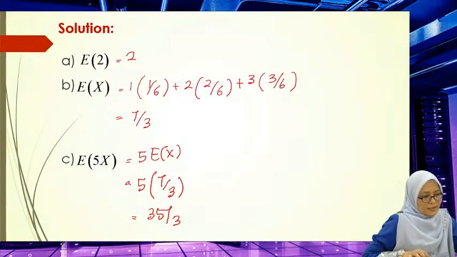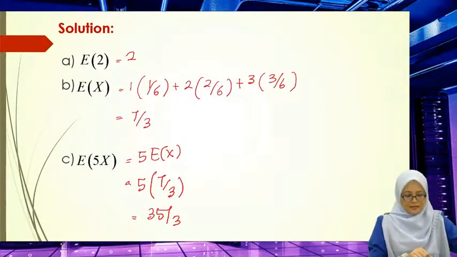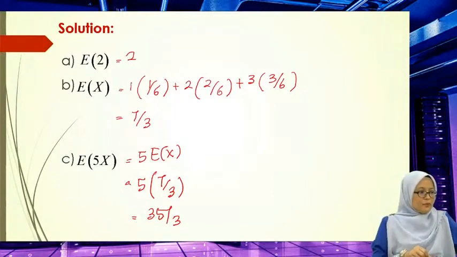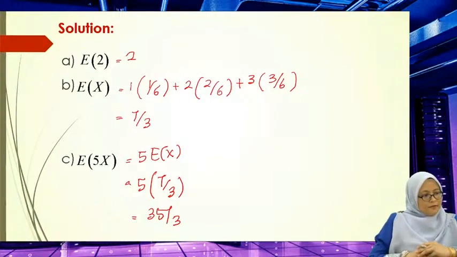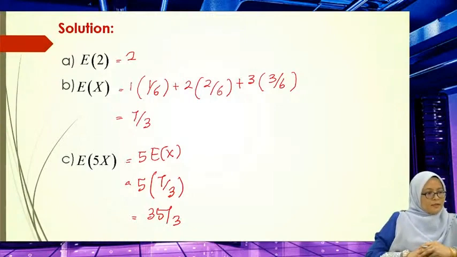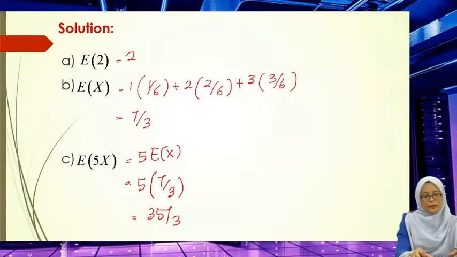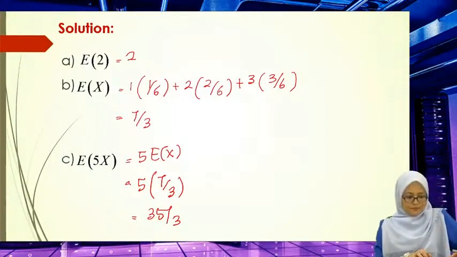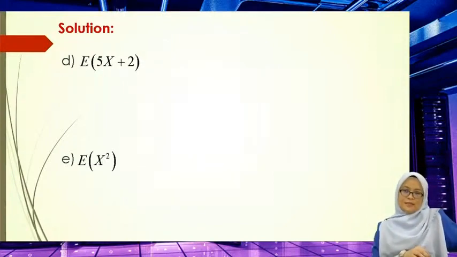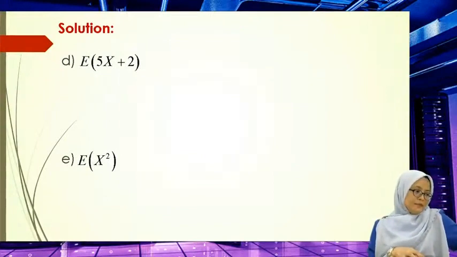Okay, dah 11.67. Tapi jawapan saya dalam bentuk fraction. Kalau decimal mungkin betul kot 11.67. Betul. 35 over 5 or 35 over 3. Ahmad Safwan 35 over 3 kan. But okay, thank you for your response. Okay, so kita proceed untuk expectation 5x plus 2.